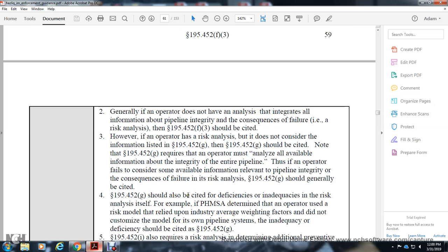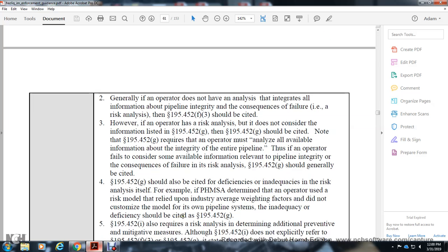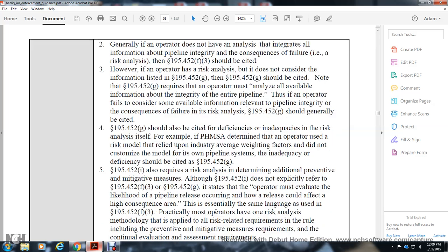Risk of 195.452 should generally be cited. 195.452(g) should be decided by the deficiency and adequacy of the risk analysis itself. For example, PHMSA determined the operator used a risk model relying upon industry default factors and did not customize the model to its own pipeline system, and the adequacy deficiency should be cited under 195.452(g). 195.452 requires the analysis and additional preventive and mitigative measures for all known risks.